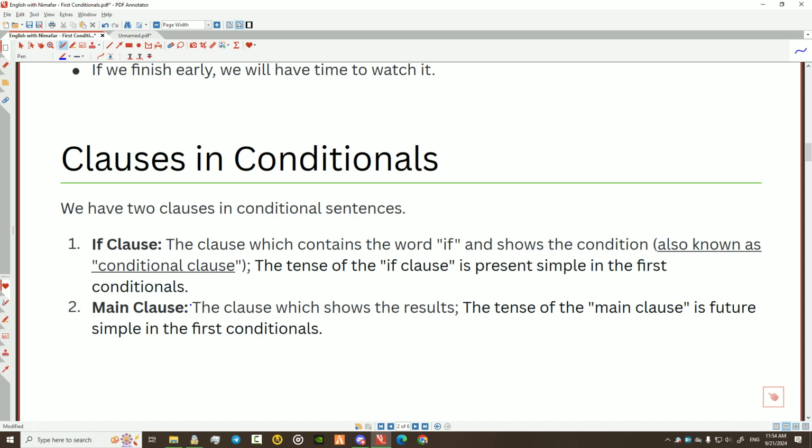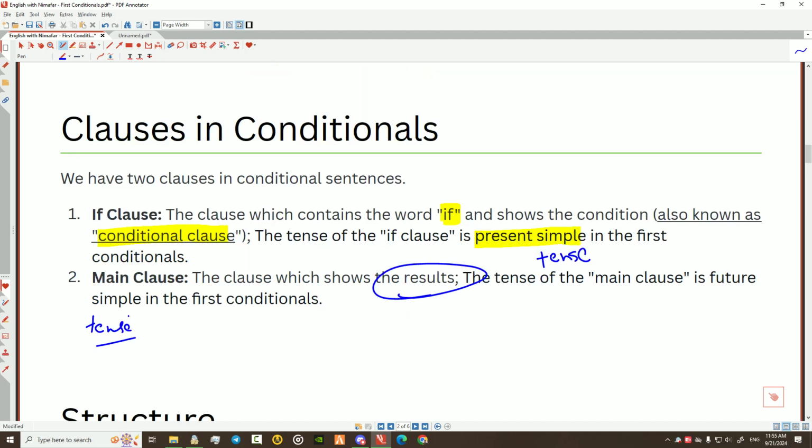Clauses. We have 2 clauses. The if clause contains the word if. When you see the word if, that's an if clause. It shows condition. We also call it the conditional clause. And the tense is present simple, or in a better way, present tense, which means present continuous, present perfect, present perfect continuous. We can use them too. But on the other hand, we have our main clause. It shows the result. And it's future simple or future tense again. So, present, future. That's all we need for first conditionals.